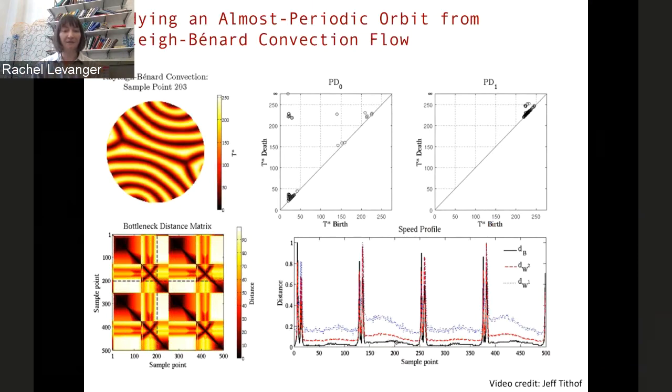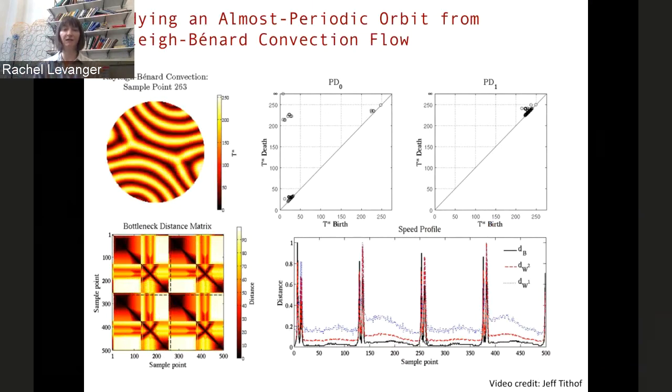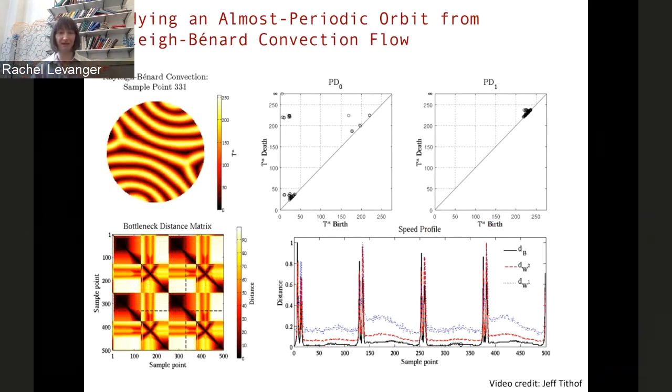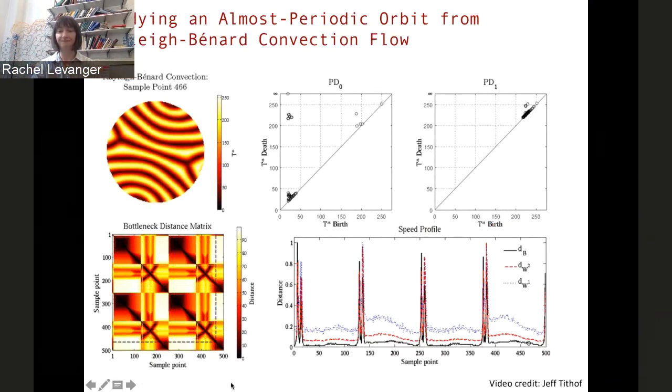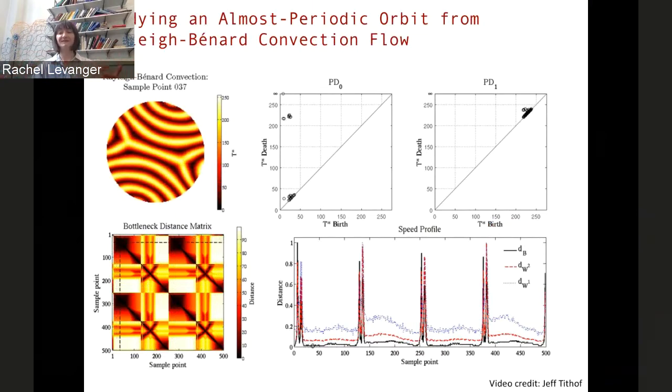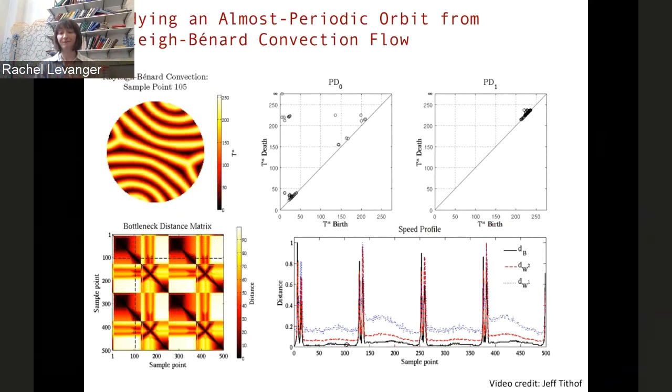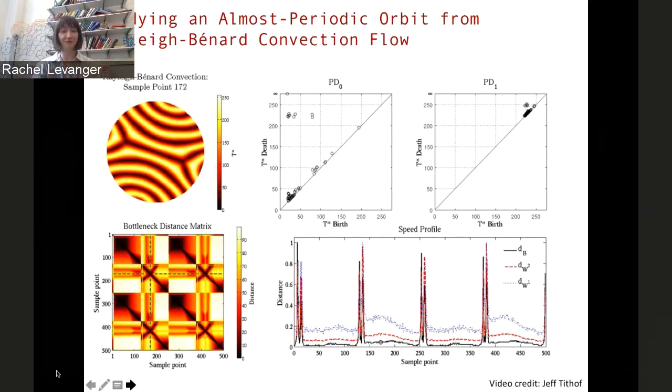Now, on the bottom left, you've got a bottleneck distance matrix of all the pairwise bottleneck distances between the persistence diagrams that were taken at every single point in the time series. So we've sampled 500 frames of Rayleigh-Bénard convection. For each frame, we generated persistence diagrams, and then took the pairwise bottleneck distance for every single set of persistence diagrams in that set.